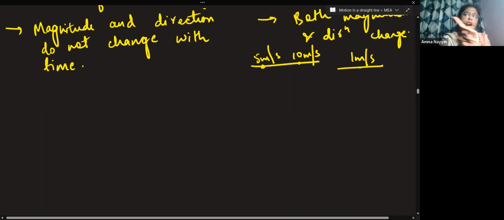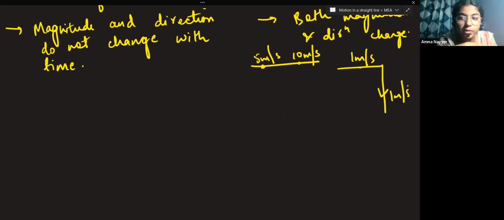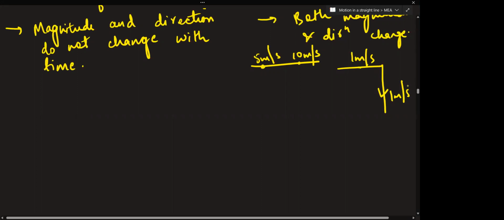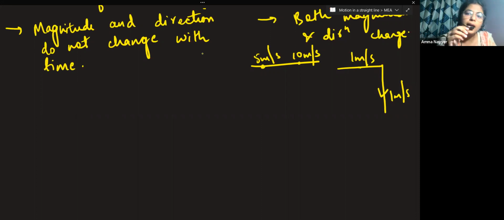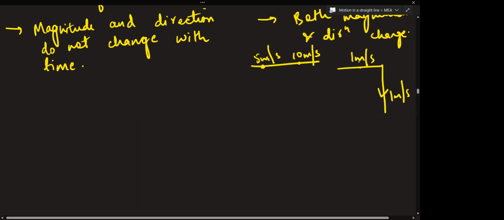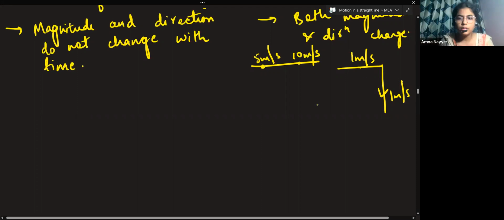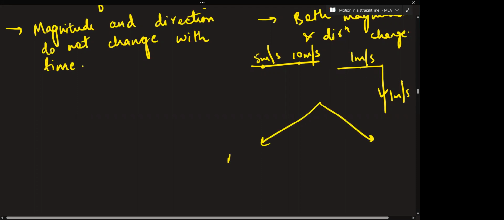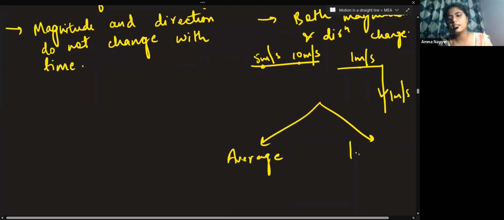It was moving, let's say, towards the right hand side. Suddenly the car changed its direction. The magnitude is still 1 meter per second, but since the direction has changed, we will not call this a uniform velocity. This will also be known as non-uniform velocity. So either the magnitude or direction, if they change, it will be non-uniform velocity. Or both can change, like this can be 1 meter, this can be 4 meter. Under this non-uniform velocity, we have one as the average, the other as the instantaneous.